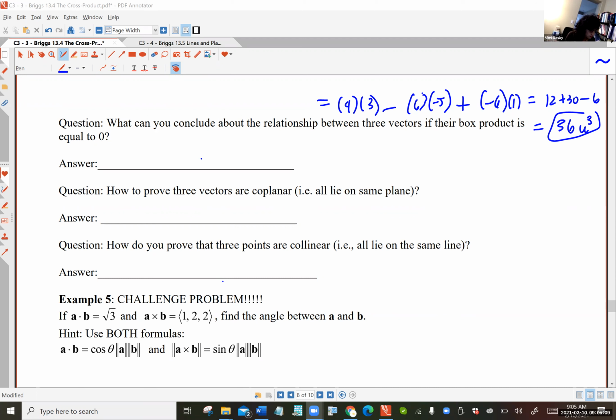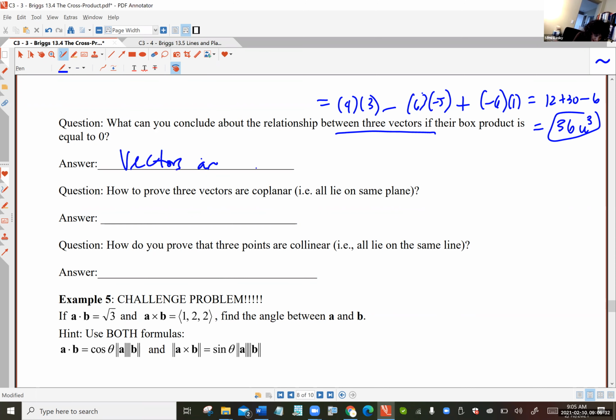Okay, let's move on. What can you conclude about the relationship between three vectors if their box product ends up being 0? That could happen. Like, oh my God, my box is 0 volume. And the answer is the vectors are coplanar.